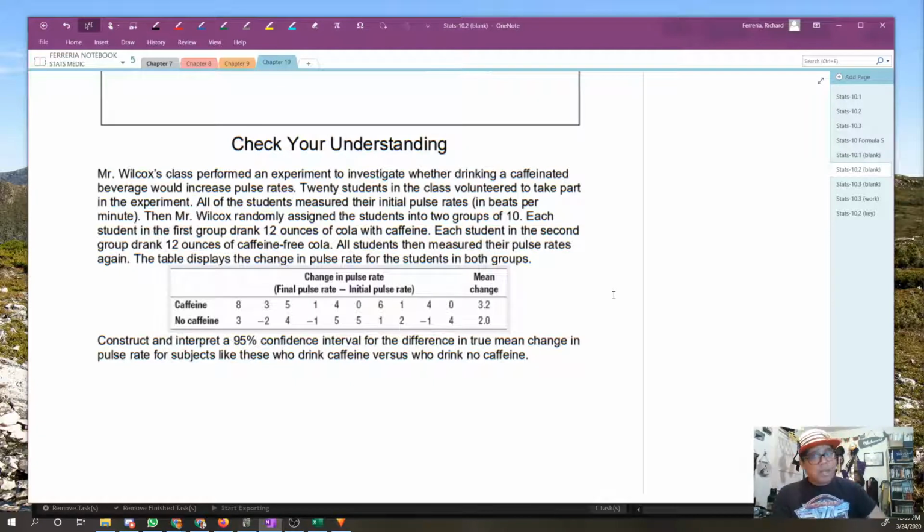So we got those. I would recommend you put those in your calculator right now. Verify the mean and also calculate standard deviations, because you're going to construct and interpret a 95% confidence interval for the difference in true mean change in pulse rate. So first of all, pause it right here and figure out the state part of the four-part plan: state, plan, do, and conclude.